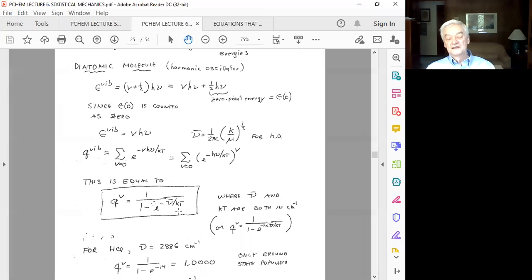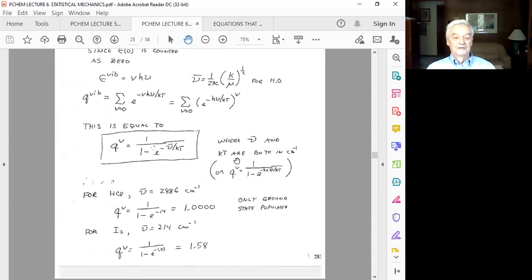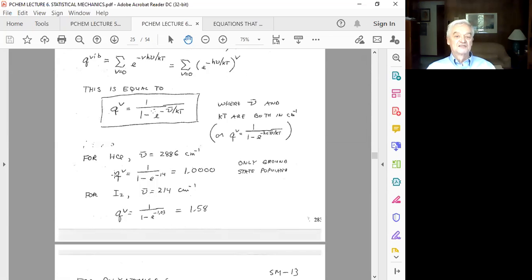So notice in the denominator, I have nu bar here. I should have probably put a bar over the kT, sorry. So you can see how this comes out to be in wave numbers. So, quick calculation for HCl. Our denominator would be 1 minus e to the minus 2886. That's the vibrational frequency. Divide by kT, which is 207. So it's roughly e to the minus 14th. And e to the minus 14th, of course, is 0.000 for many, many, many decimal places. And Qv is equal to 1.